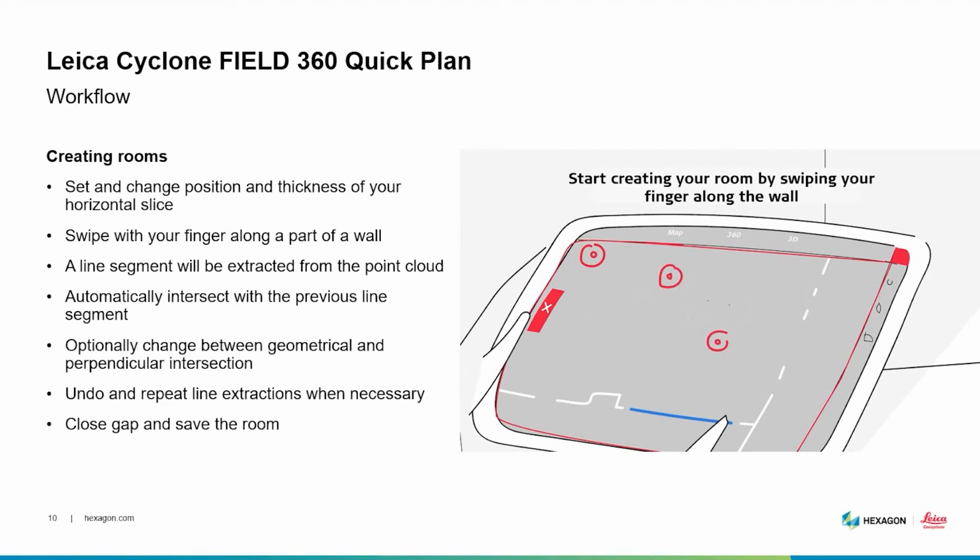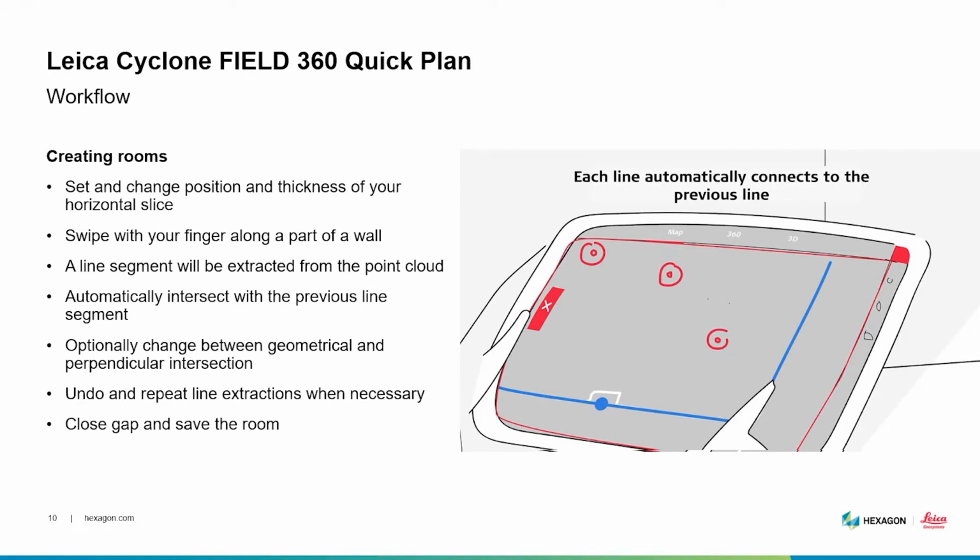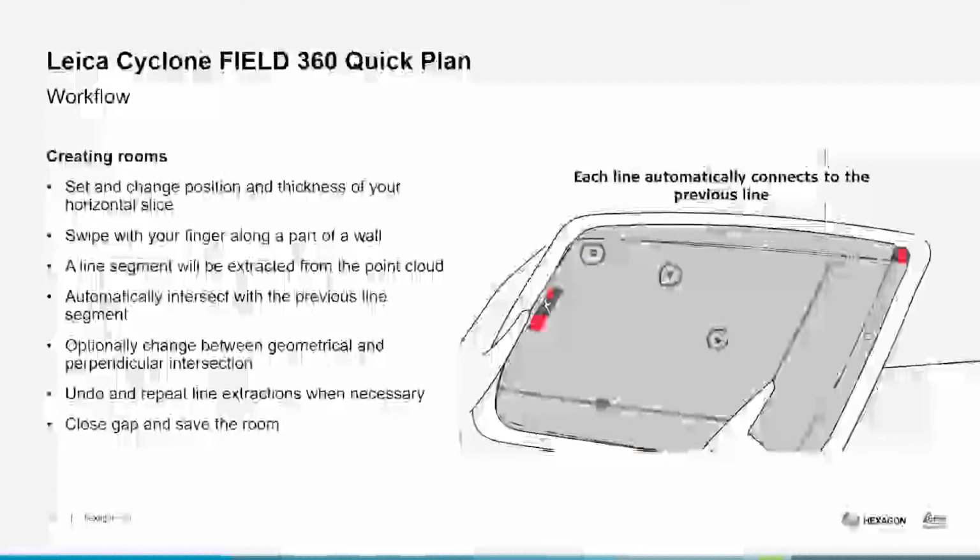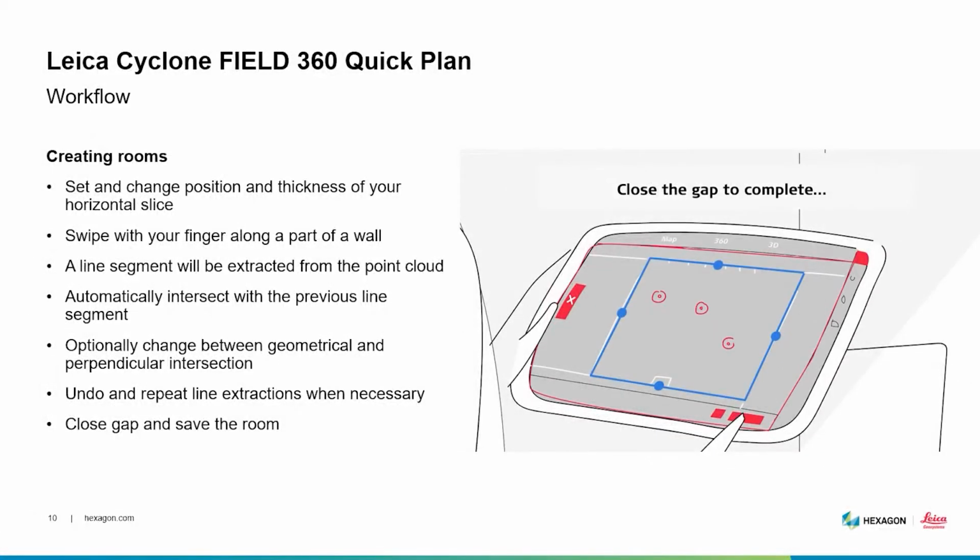Then when you do the second line, this will be automatically intersected, so you have a choice between a geometric intersection or a perpendicular intersection, so you can force the walls to form a 90-degree angle if required. This can be done as default, or you can change it individually to suit the room. If you happen to pick the wrong line or the wrong room, or potentially you've not zoomed in enough, you can of course choose the undo button and then redo the extraction correctly.